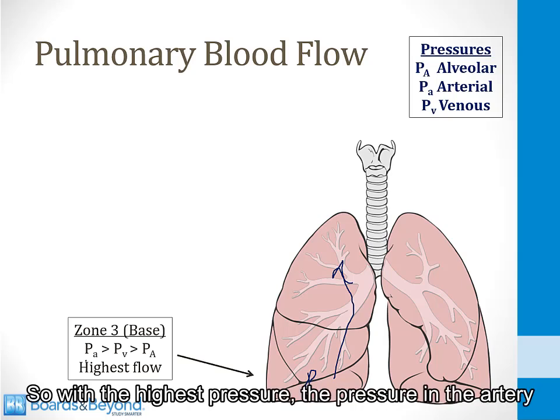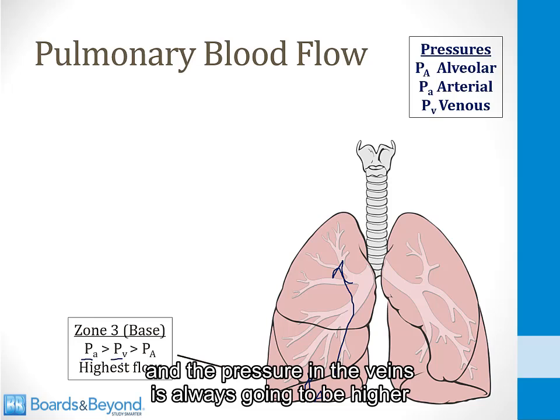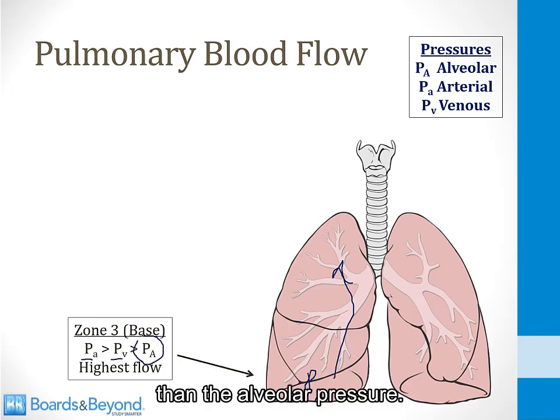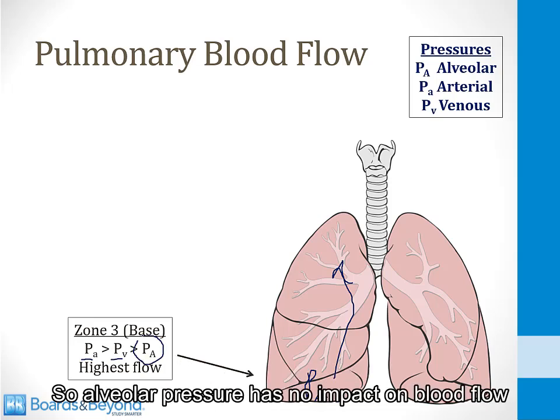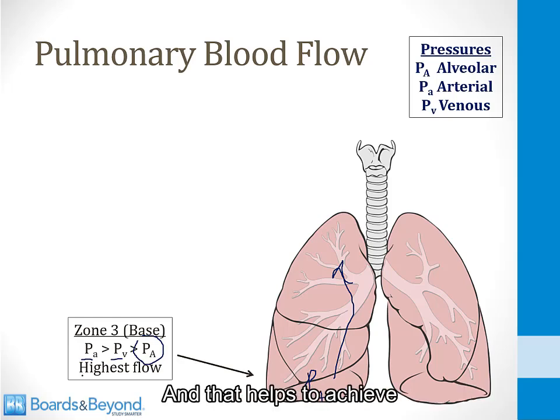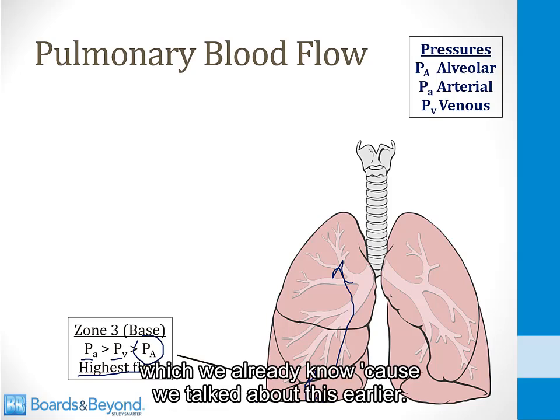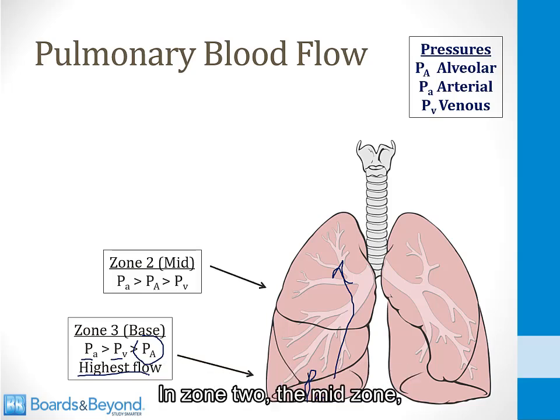So with the highest pressure, the pressure in the artery and the pressure in the veins is always going to be higher than the alveolar pressure. So alveolar pressure has no impact on blood flow down at the base, and that helps to achieve the highest blood flow at the base, which we already know because we talked about this earlier. In zone 2, the mid-zone, the alveolar pressure becomes higher than the venous pressure.